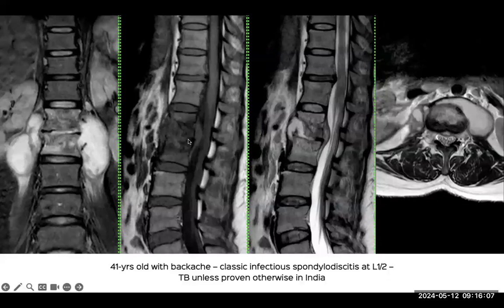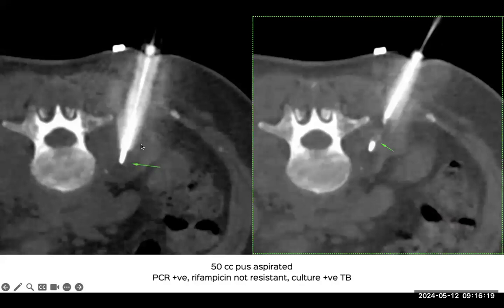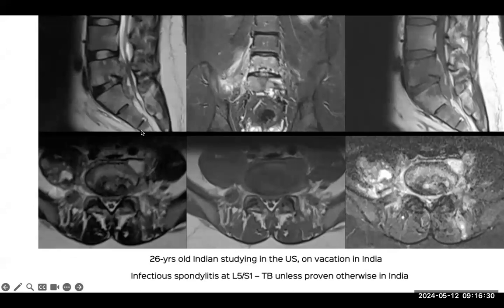And so in the Indian setting, this is what we often get: a patient who's got an infectious spondylodiscitis or spondylitis at L1-2 with a large abscess, which we would believe is tuberculosis unless proven otherwise. And so we aspirated pus, and this turned out to be PCR positive, that's GeneXpert positive, rifampicin not resistant, and culture positive TB.